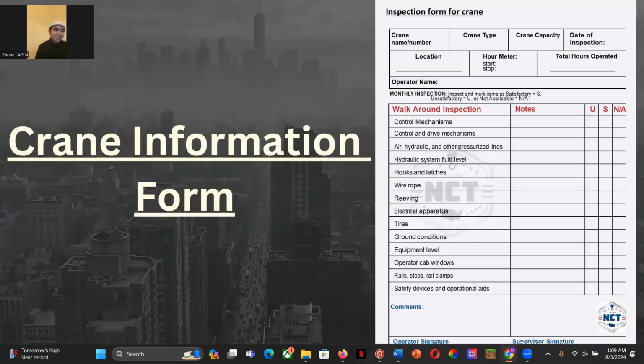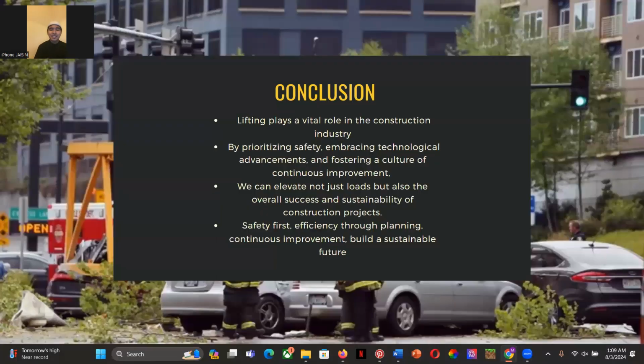Okay. Apart from that, I would like to share a little bit about the crane information form. This form will be used to inspect the crane on a monthly basis by the crane operator or safety officer to ensure that all the components of the crane are safe to use and can guarantee the safety of the workers. As you can see in this slide, that is the example of the crane information form. Okay guys, that's it for me. I will pass the conclusion to the next presenter.